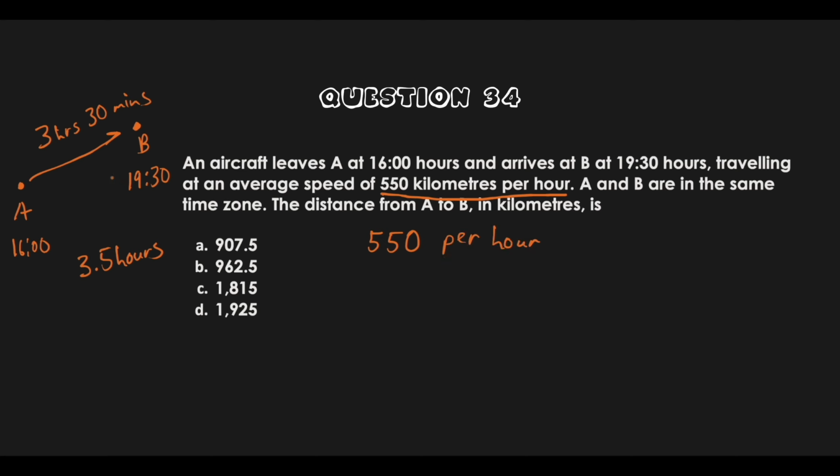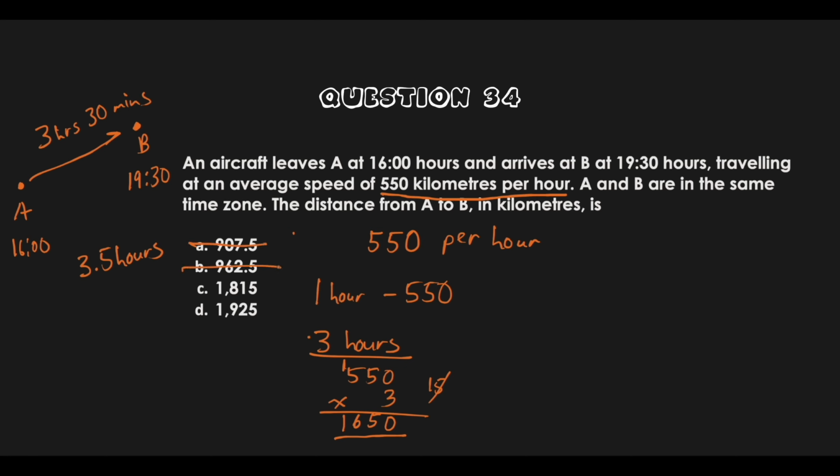We did 3.5 hours. So after 1 hour, we would cover 550. So in 3 hours, it would be 550 times 3. So 3 times 0 is 0. 3 times 5 is 15. We put the 5 here, put the 1 here. 5 times 3 is 15 plus 1, 16. 1,650 in 3 hours. So that already eliminates these two possible answers here.